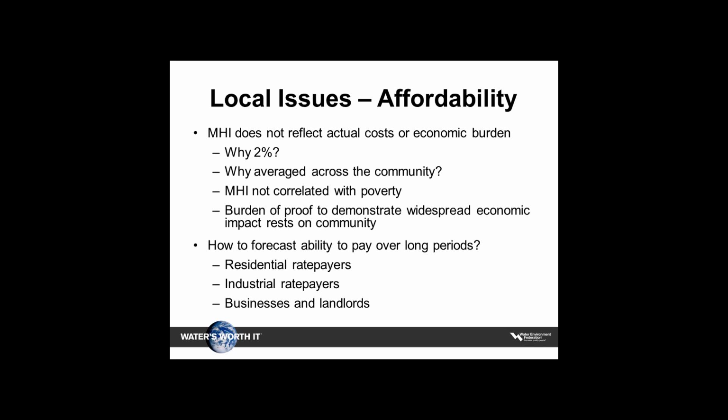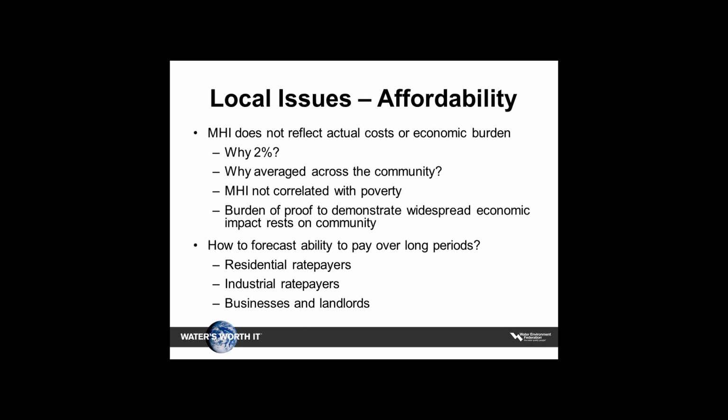Why does it have to be averaged across the community? There are studies out there that show that the median household income really isn't correlated with poverty. So you could have a community like Baltimore where 25% of their population is below the poverty line, and when you look at the future forecast of these programs, you're going to drive a much higher percentage of the community into not being able to afford their bills.